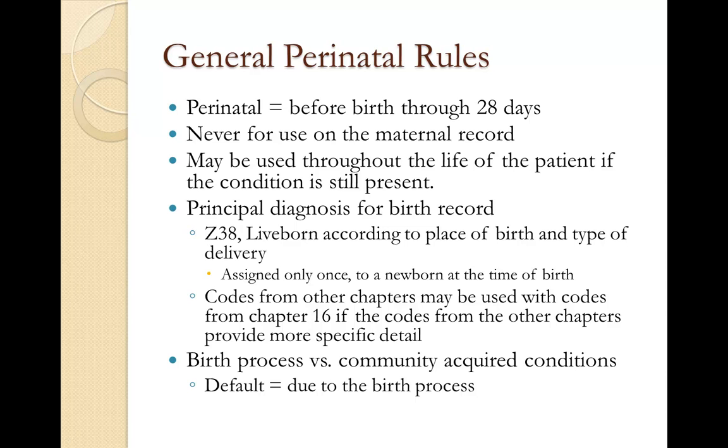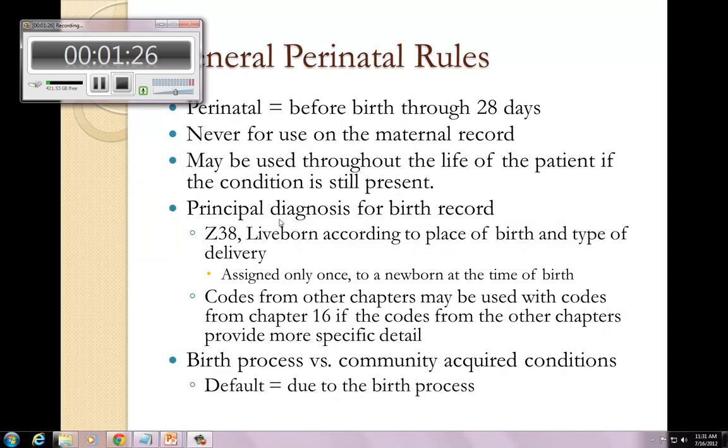And we still have our same principal diagnosis for newborns. Now we have Z37, so liveborns according to place of birth and type of delivery. These are only assigned once, so on that stay when the baby is born, that newborn gets a Z38 as their principal diagnosis, and then they're not going to ever get a Z38 again after that. Once in a lifetime used on the baby's record. After that, they can have some additional codes from this chapter if there are some problems occurring with the baby. And we can take a quick look at those.